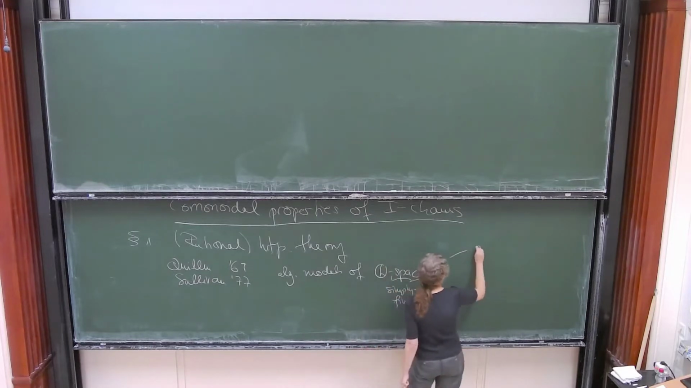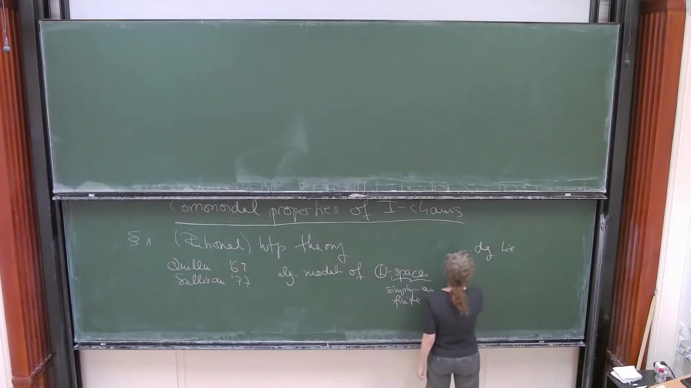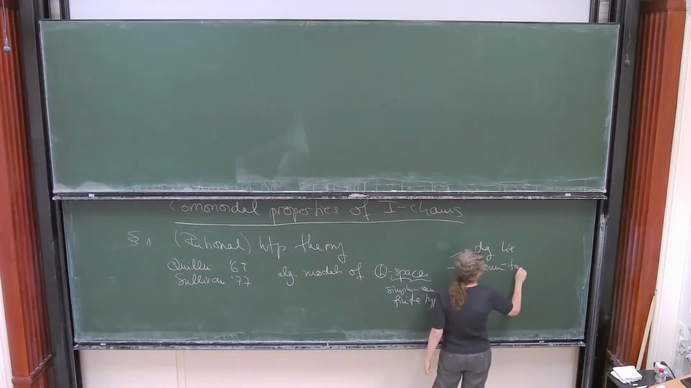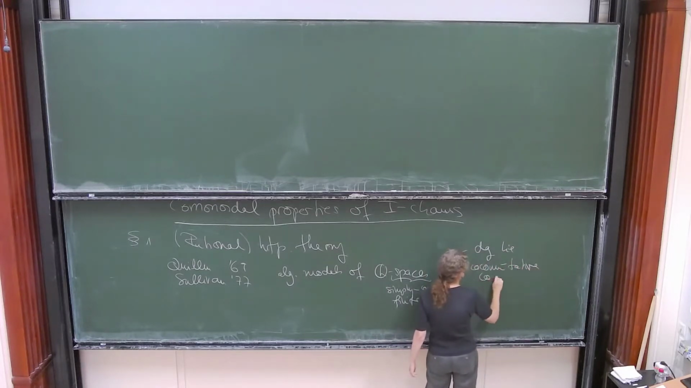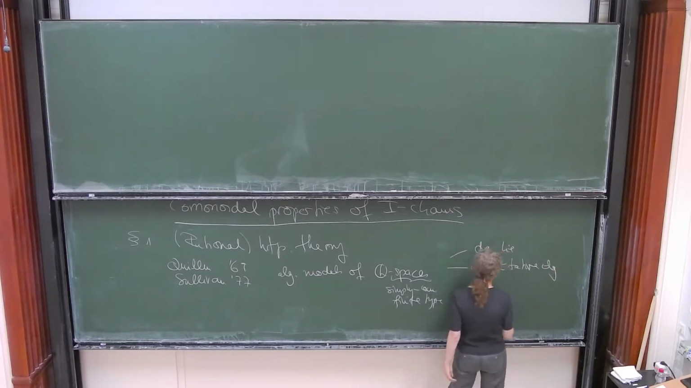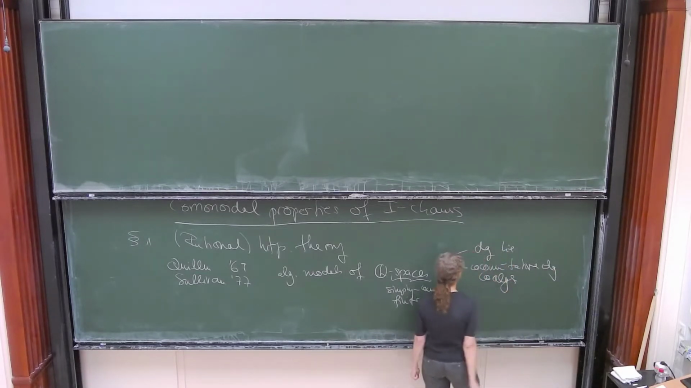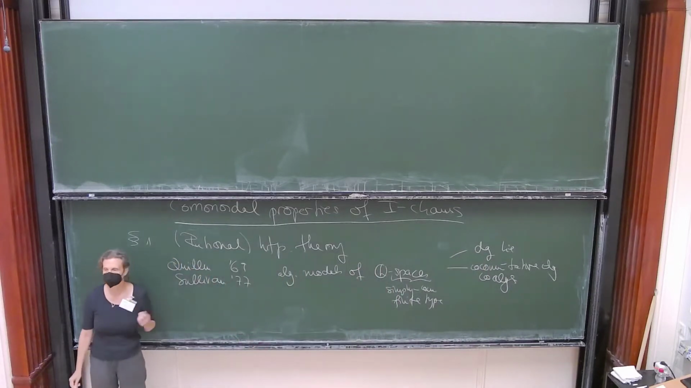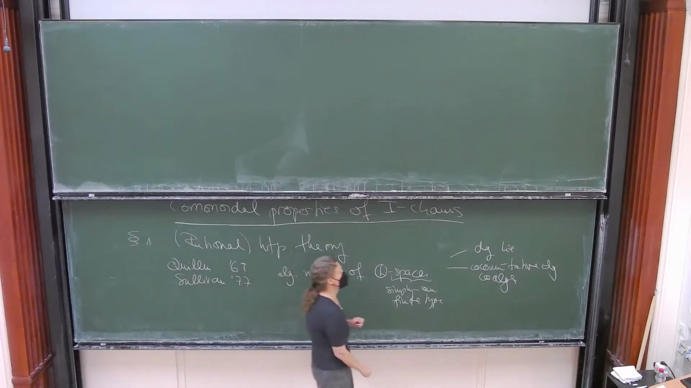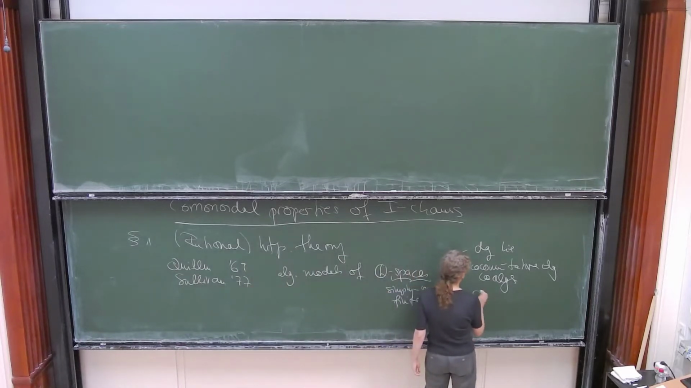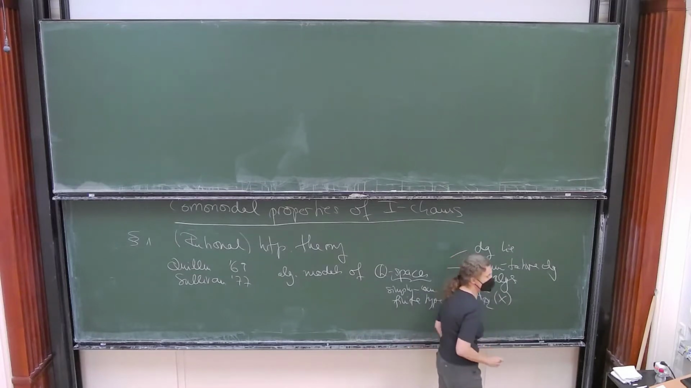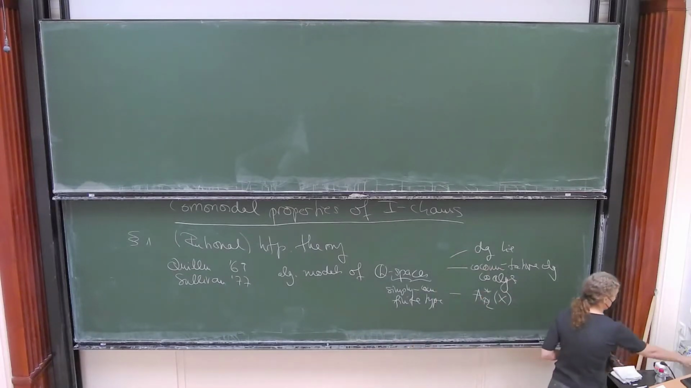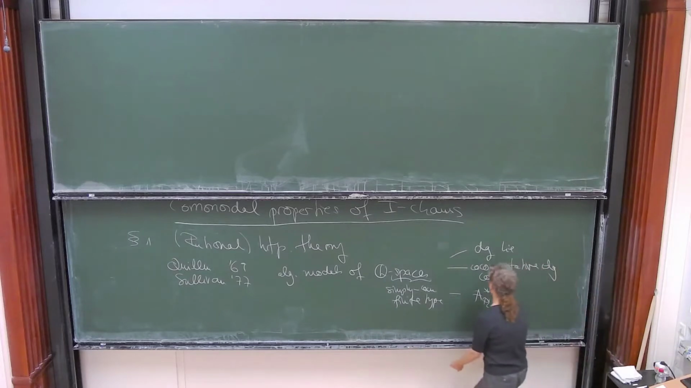And cocommutative algebras, well, DG algebras, of course. And then Sullivan came along and produced a model for the cochains of the space. So that's APL cochains. So let me just write down what you should think of.